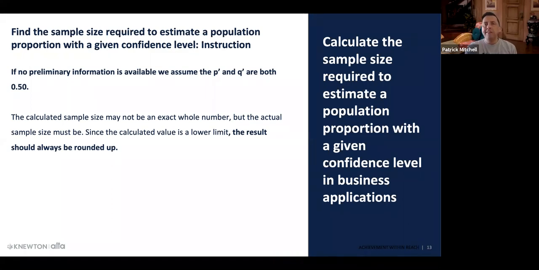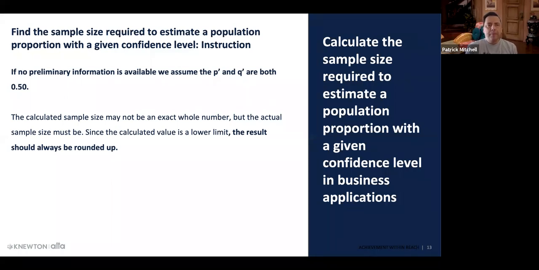But there are ways to get a preliminary sample proportion. You could, for example, just collect a sample of any size and see what the sample proportion is for that sample, and then use that for p prime. In both of these examples, though, we're going to use 0.5 for p prime.